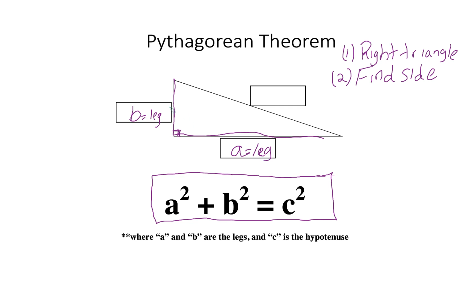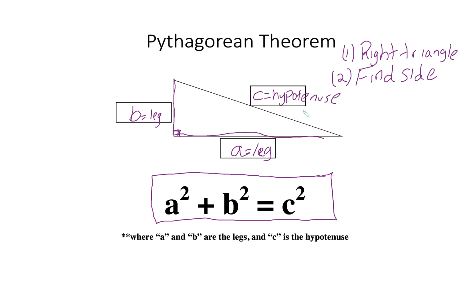I always tell students, I don't care which one you label as A or label as B. They are your legs. If you're walking, if you put the right foot first, you're still moving. And if you put the left foot first, you're still moving. But those two sides that create your right angle are your legs, which means that C is your hypotenuse. So this here is our C, which is our hypotenuse.